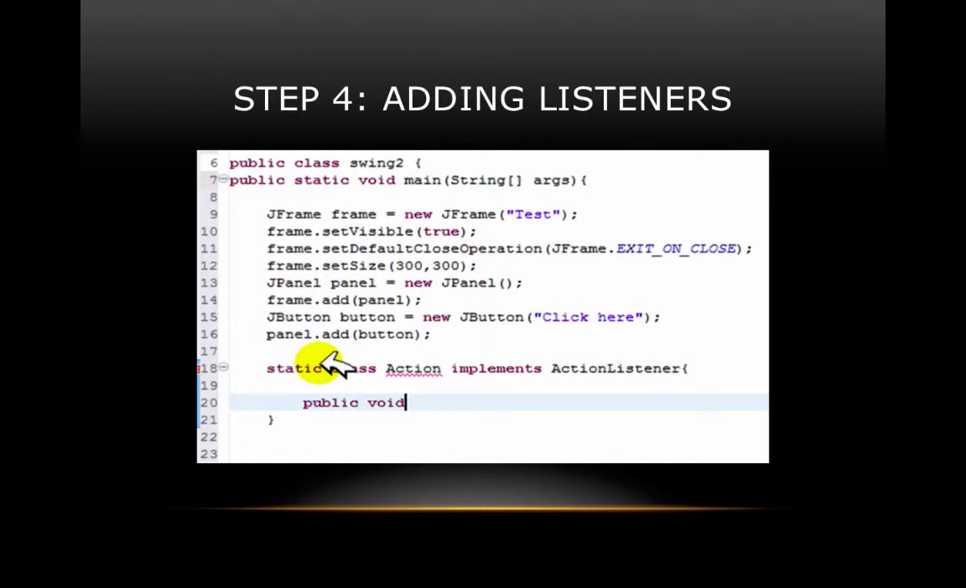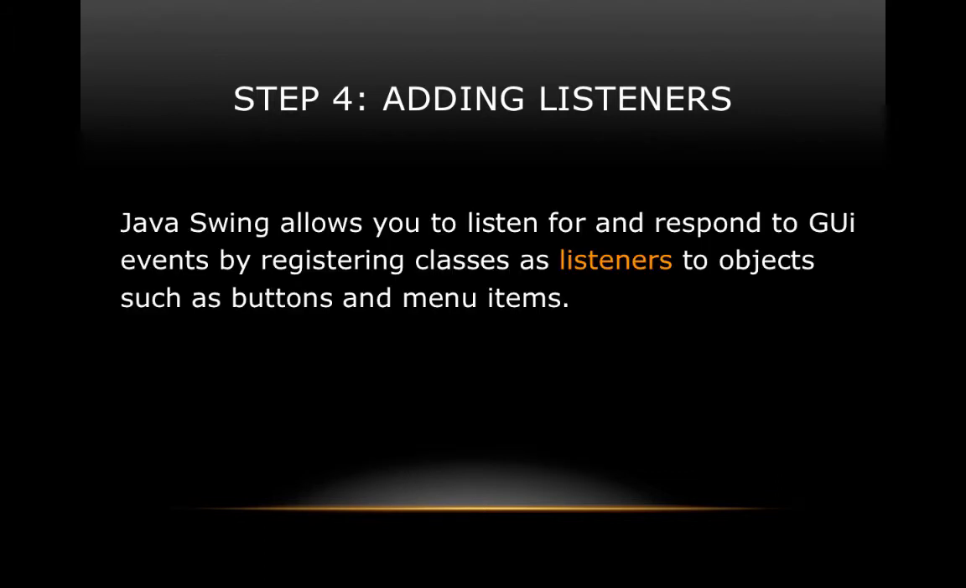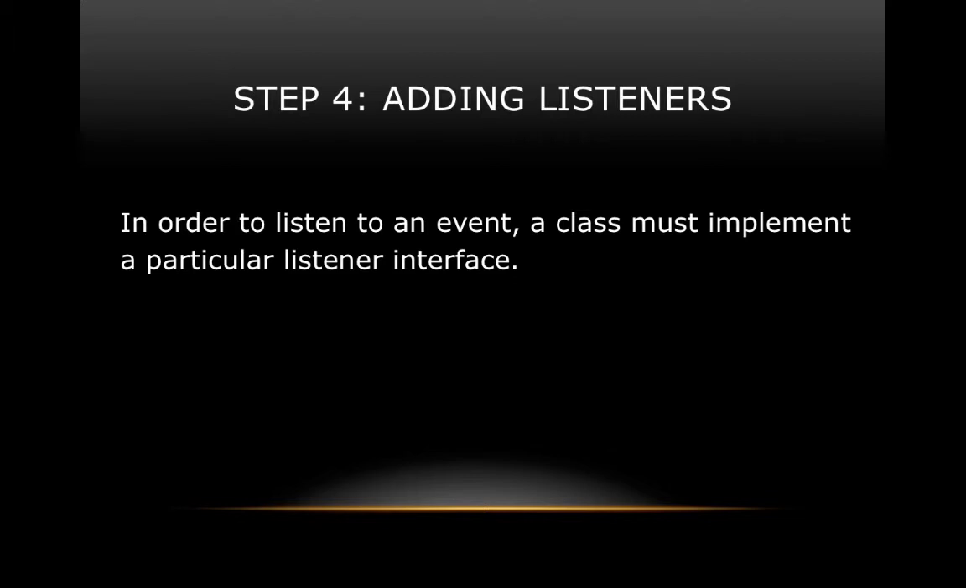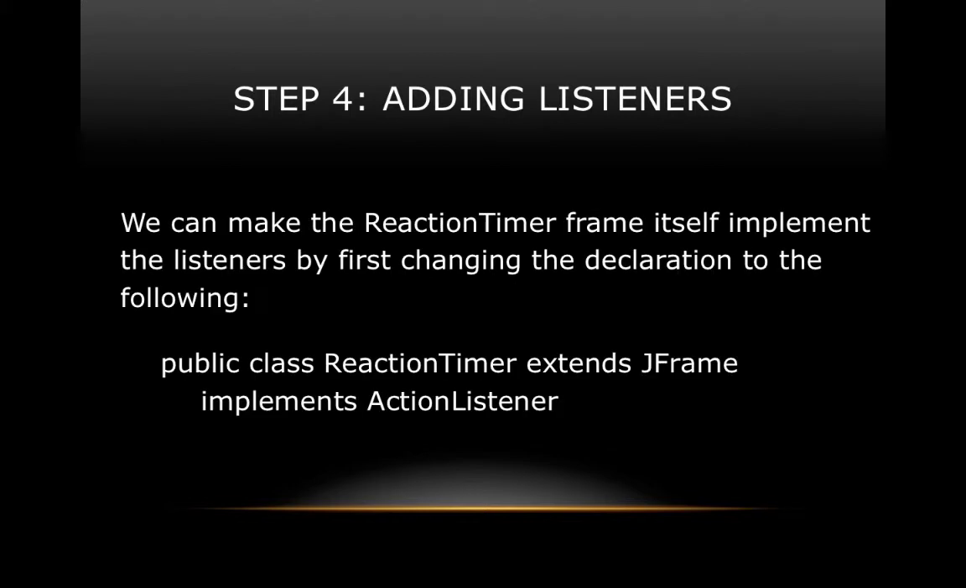Step 4. Adding listeners. In order to make the program do something in response to button presses and other GUI events, we have to listen for and respond to those events. Java Swing allows you to do this by registering classes as listeners to objects that can generate events, such as buttons and menu items. In order to listen to an event, a class must implement a particular listener interface. We can make the ReactionTimer frame itself implement the listeners by first changing the declaration to be the following.